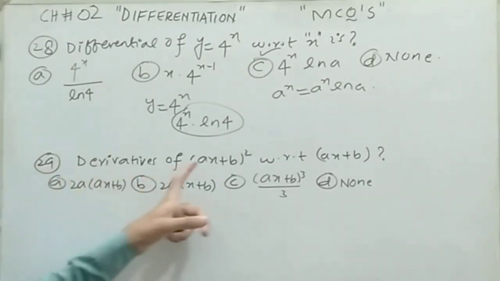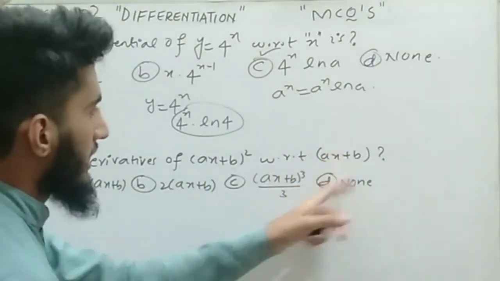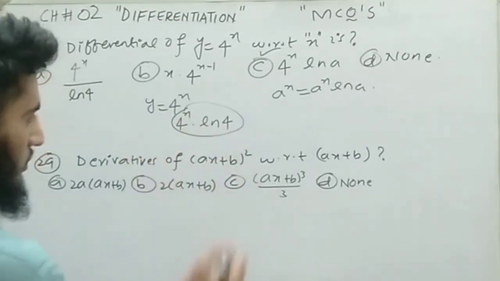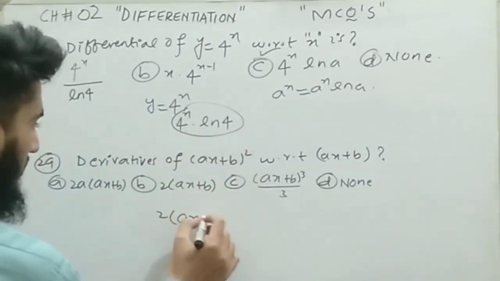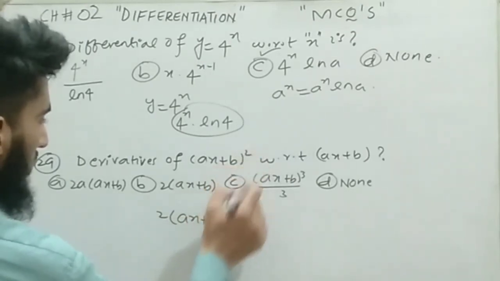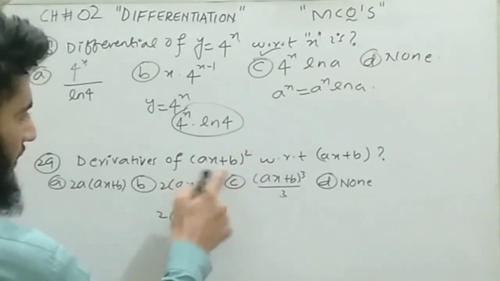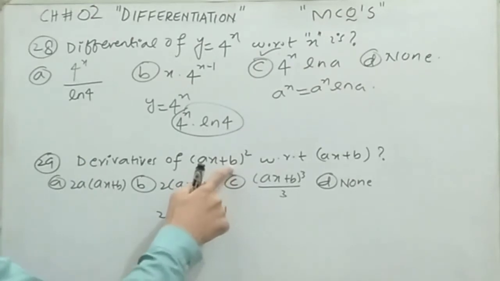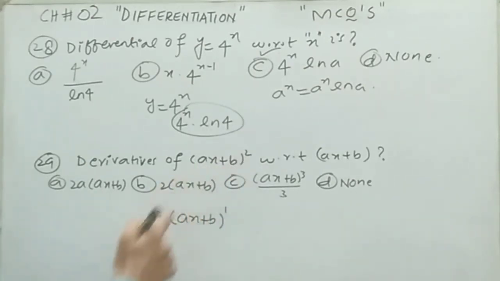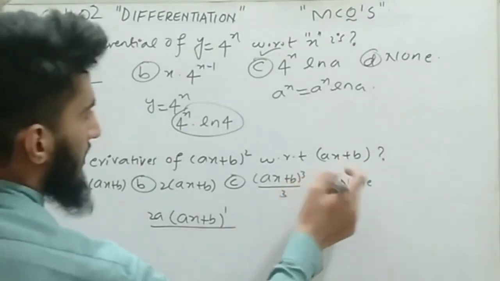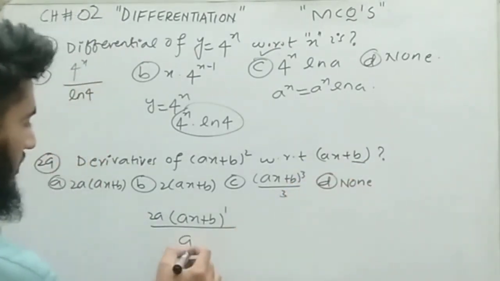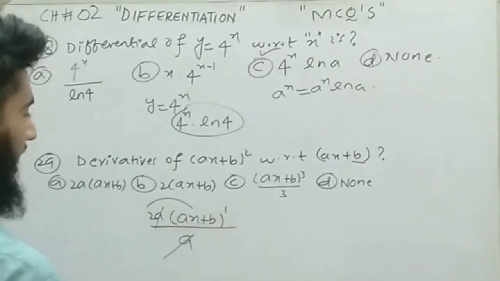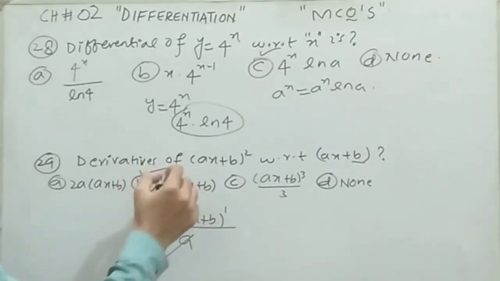MCQ 29. Derivative of (ax plus b) whole square with respect to ax plus b. According to the generalized power rule, 2 will come to the front and subtract 1 in the power, so it becomes (ax plus b) power 2 minus 1, which gives us 1. Also take the derivative of the inner function. B is a constant, its derivative is 0, and the derivative of x is a, so it becomes 2a divided by the derivative of this function. B is a constant, its derivative is 0, and the derivative of x is a, so a is cancelled out with a. We are left with 2 times (ax plus b), so the correct option is option B.